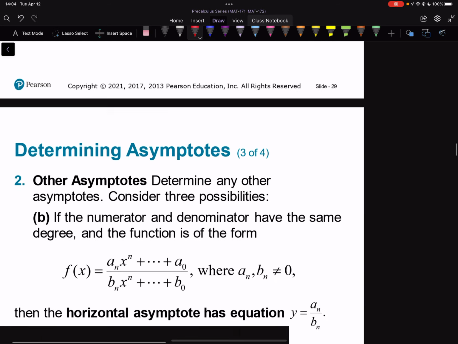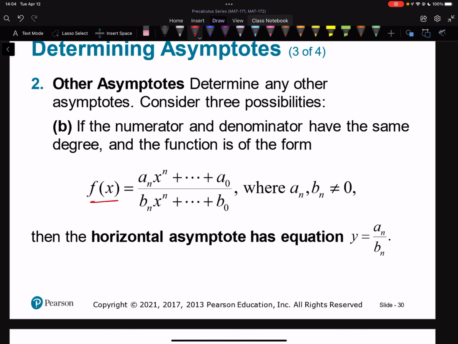If the numerator and denominator have the same degree, then the function's in this form here. What they mean by the form that they're indicating here for f is that your terms are in decreasing order according to the degree of the term. So you're going to have the highest degree term first, followed by the second highest, and so forth until you get to the constant term.